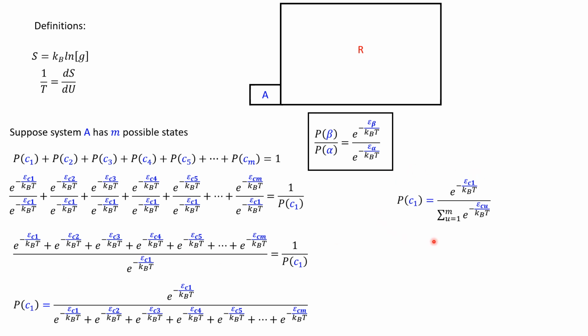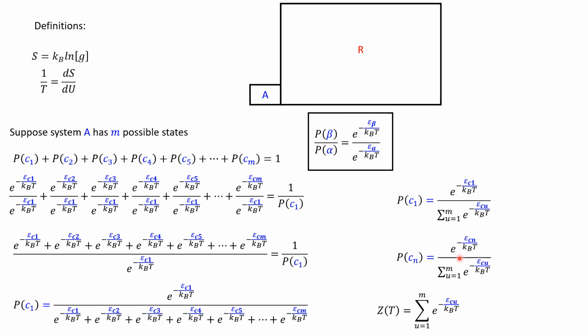So here we can express this same result in a more elegant way using the symbol for sum. The sum must run over all states of system A, so from 1 to m. And of course, we could repeat this exercise to obtain the probability of any state of system A. So the probability of a general state Cn is given by this expression. The only difference is that the energy here now is the energy of the state Cn, but the denominator is exactly the same.